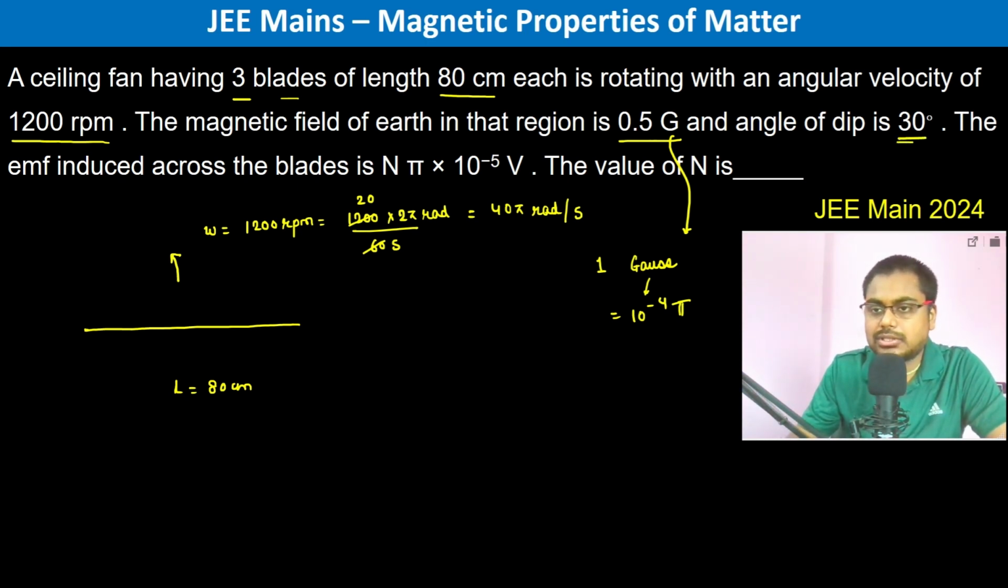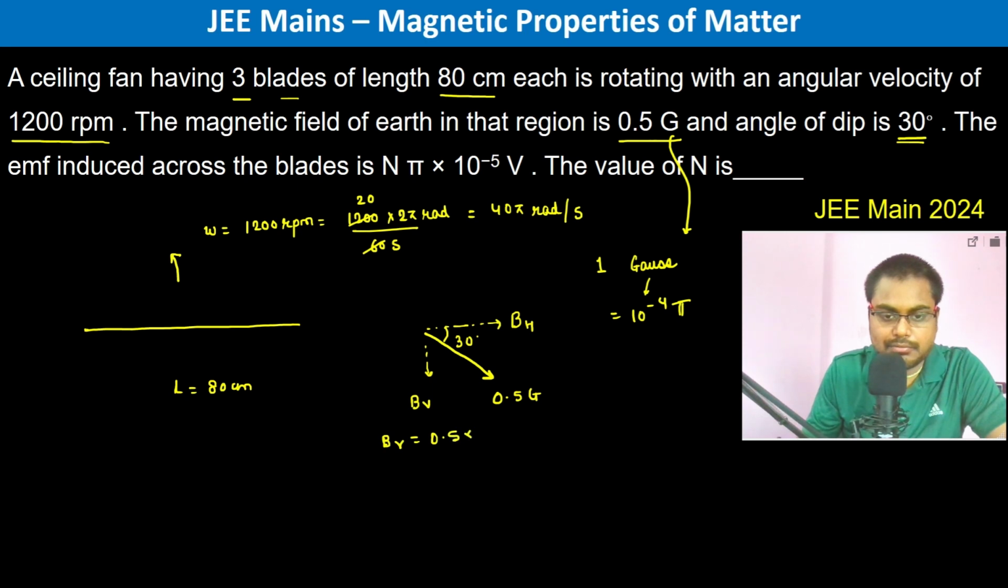And the angle of dip is 30 degrees. So basically what they are telling is the magnetic field is something like this in that region, in this direction, which is 0.5 Gauss, and this is the dip, which is 30 degree. So this is the horizontal magnetic field, and in this direction this is the vertical magnetic field. So the vertical magnetic field is 0.5 into sine 30 degree into 10 to the power minus 4 Tesla, and sine 30 is 1 by 2, so therefore 1 by 4 into 10 to the power minus 4 Tesla.